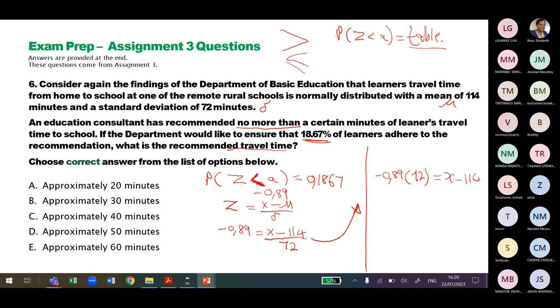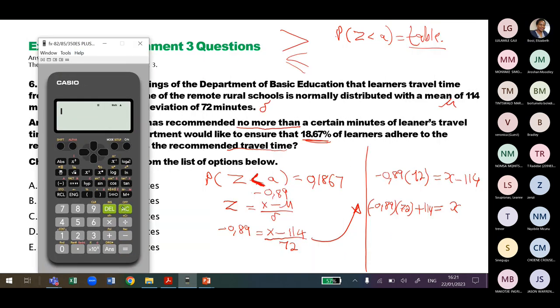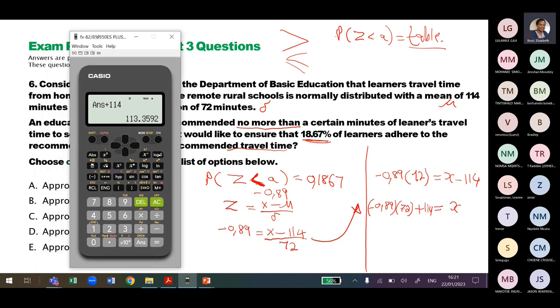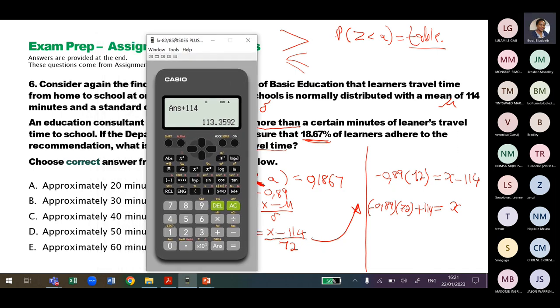minus 114. And X will be equal to minus 0.89 times 72 plus 114. If I apply maths, we multiply and we take 114 to the other side. And the answer we get, negative 0.89 multiplied by 72 plus 114 equals. The recommended travel time is 113.